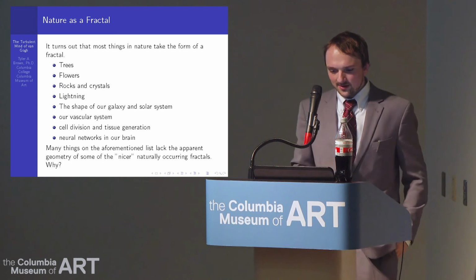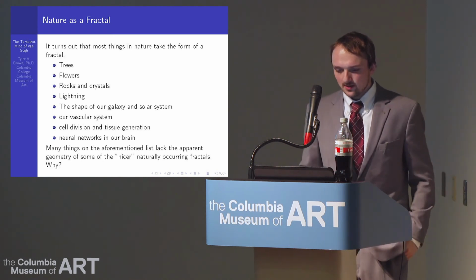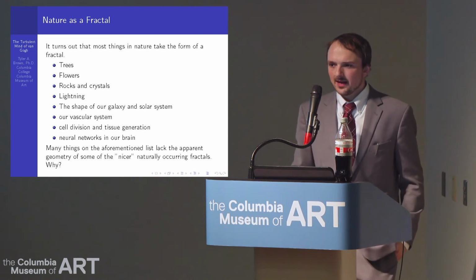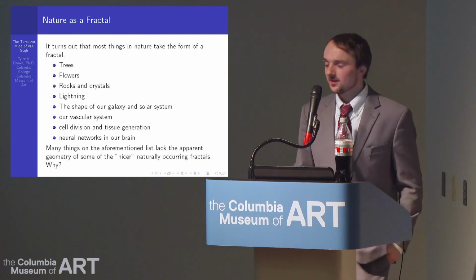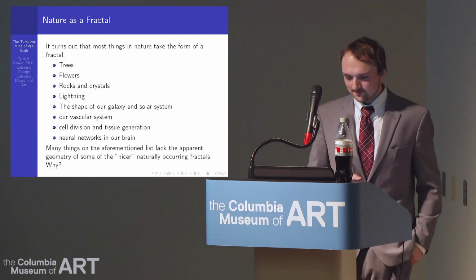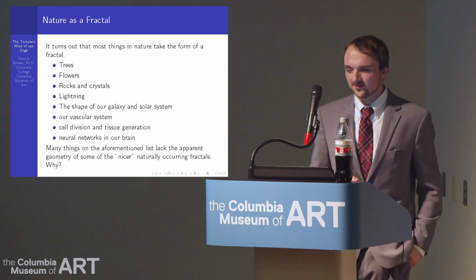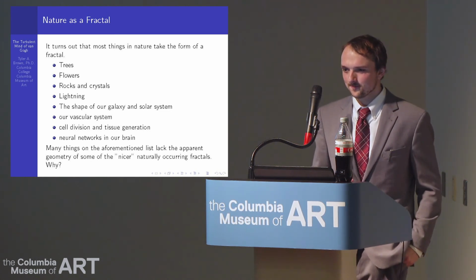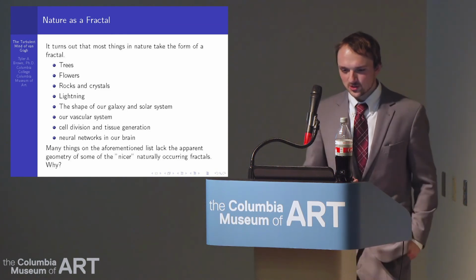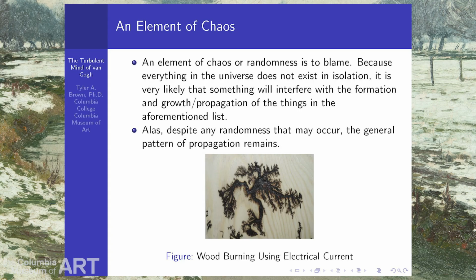Many things on the aforementioned list lack the apparent geometry of some of the nicer naturally occurring fractals. Why is that? Any ideas? Why are these fractals not as nice? Maybe you don't believe me. Maybe you think these are actually fractals. That's okay. Turbulence. What is turbulence? Chaos. That's exactly right. There's turbulence. An element of chaos or randomness is to blame for all of this.